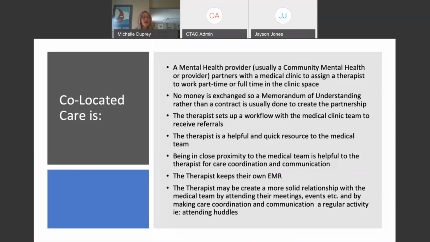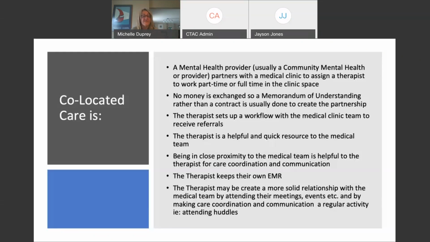Okay, co-located care then is where a mental health provider, as I mentioned, partners with a medical clinic. They generally assign a therapist. They work part-time maybe or full-time in that clinic space. No money is exchanged. It's just a memorandum of understanding that says, here's what the clinic's going to do. Here's what the mental health provider is going to do. The therapist can set up a workflow with the medical clinic to kind of receive referrals. So it can be a warm handoff to this therapist. If the physician is asking for therapy, the therapist is right there to accept those referrals and see that patient right in that medical clinic.